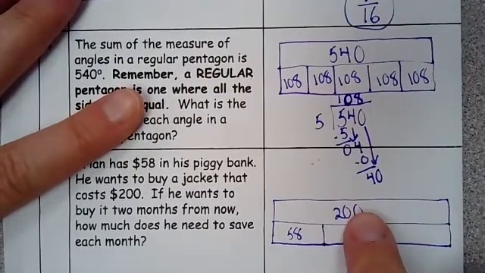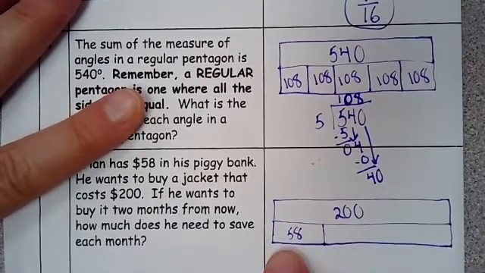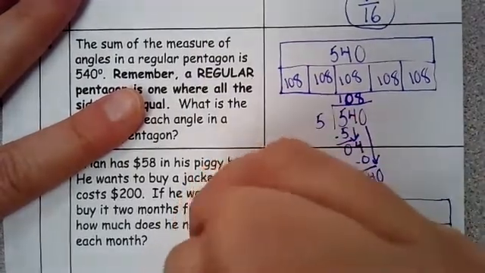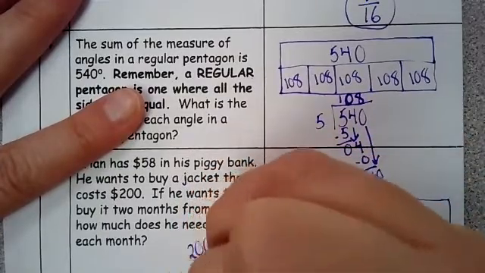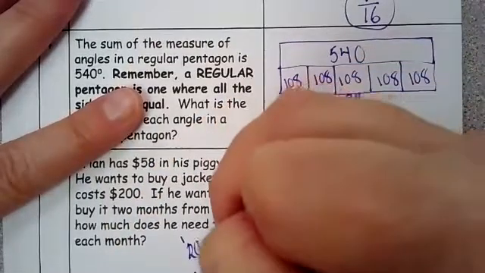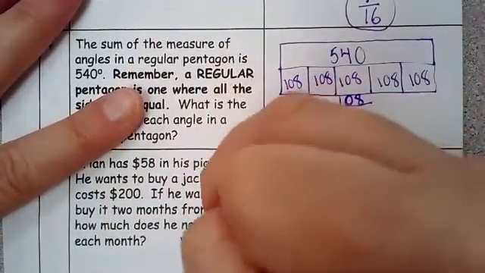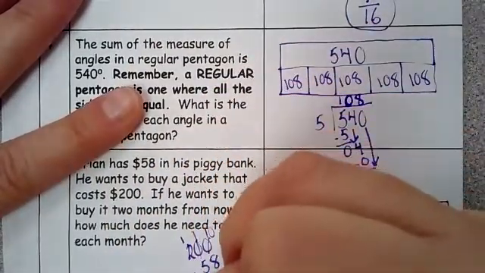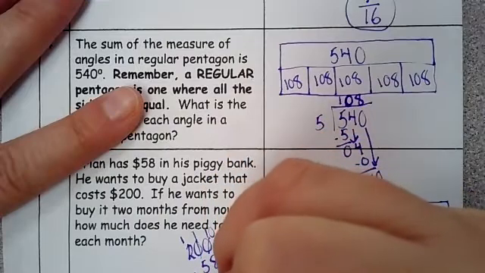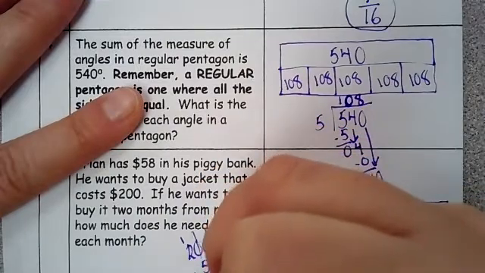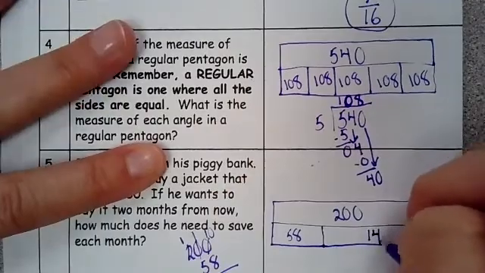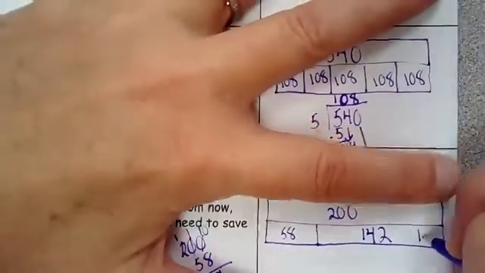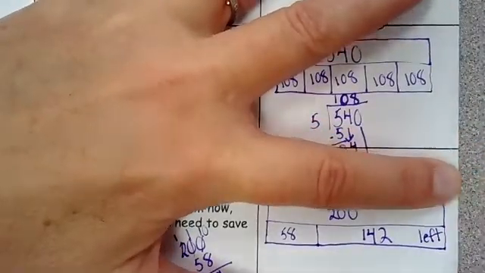Well, we have the total. We do not have equal parts, so we need to subtract. I've got 200. And I subtract 58 from it. I'm going to borrow across to the 1. This turns into a 9, and this turns into a 10. 10 minus 8 is 2. 9 minus 5 is 4, and bring down the 1. So he has $142 left to save, but we're not done.